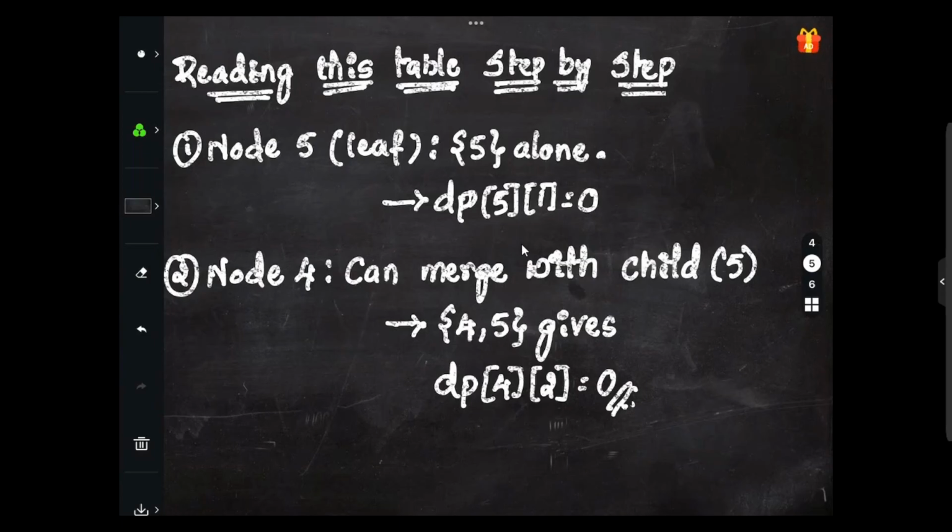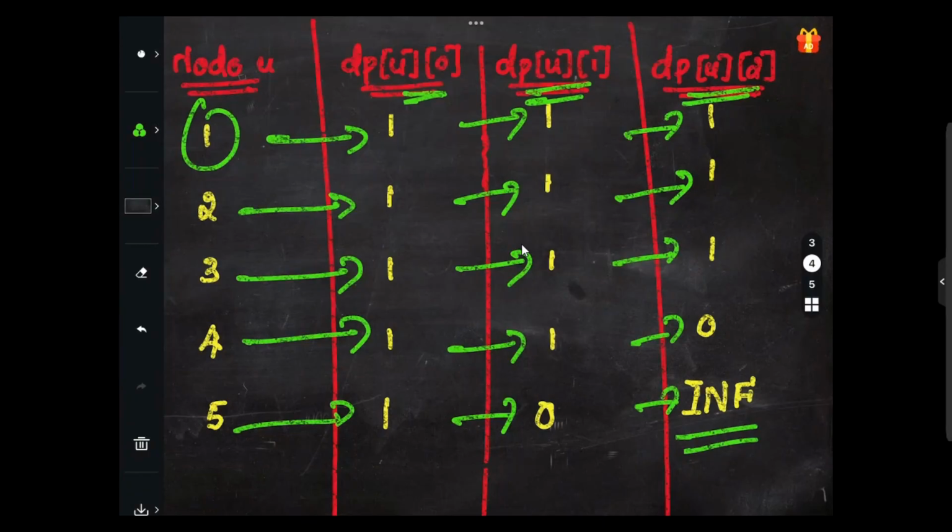Now let's read this table step by step, right? Node 5 is nothing but the leaf. So we are considering 5 alone, just 5 alone. DP of 5 1 is 0, accordingly with the DP table that we considered.